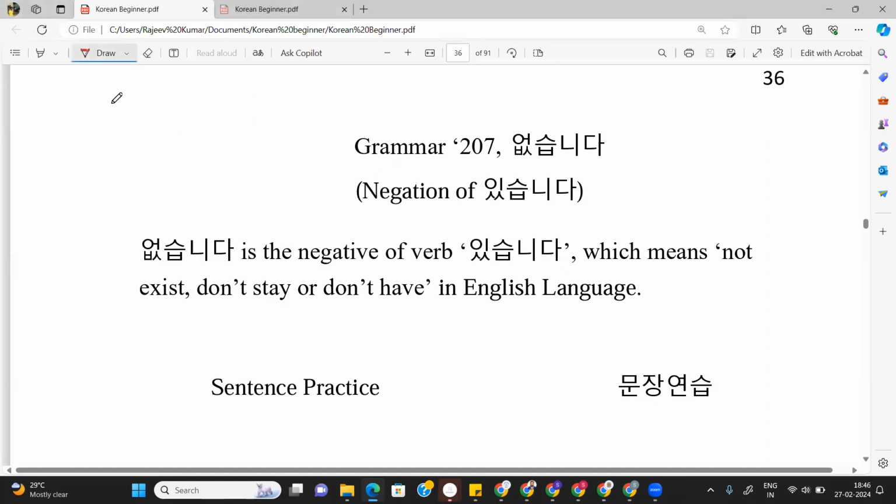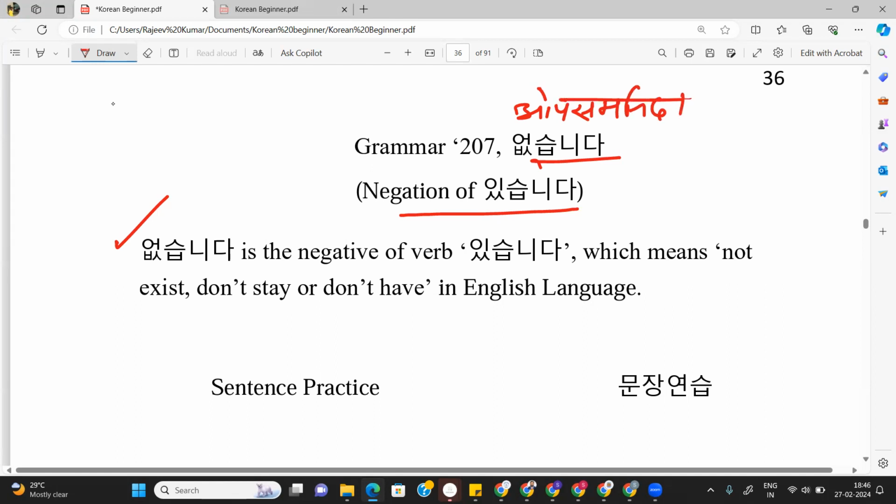So read the disclaimer. Grammar. This is what you told, Hapsamnida. Absolutely. Hapsamnida. Not a hope of like Opsamnida.